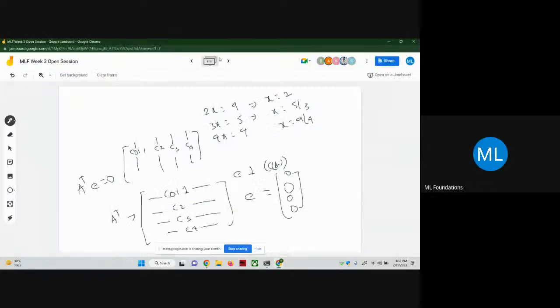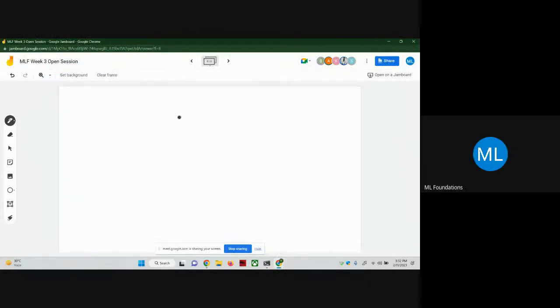So what do we mean by this? What is the null space of A transpose? Can someone tell me the definition? If A transpose Y is equal to 0, then Y belongs to the null space of A transpose, or the left null space, right? So here we are saying that A transpose E equals 0. So basically E belongs to the null space of A transpose, correct? That's what we are trying to say.